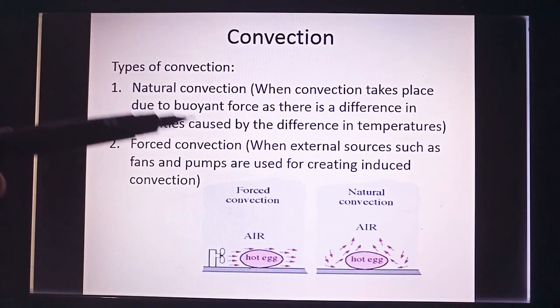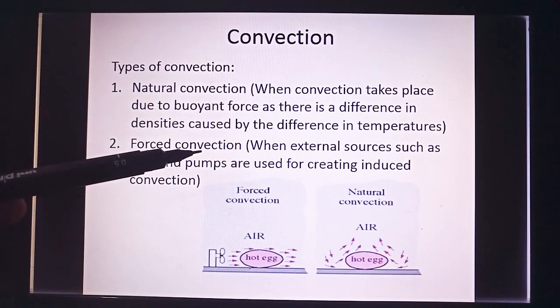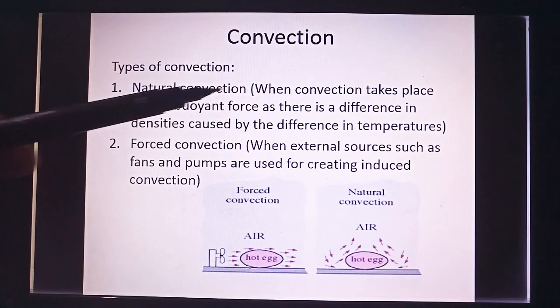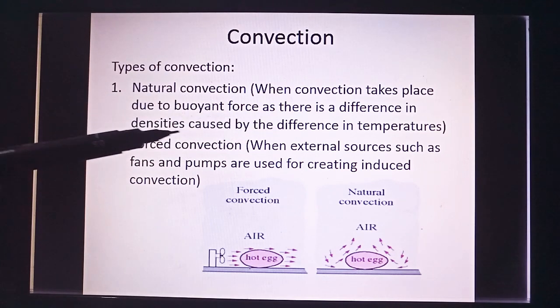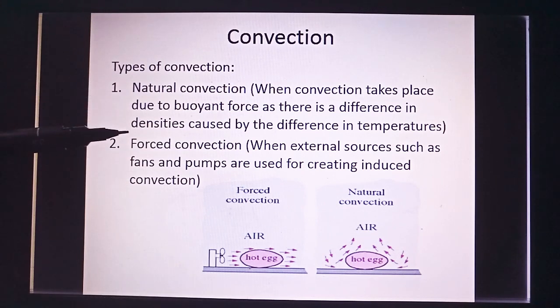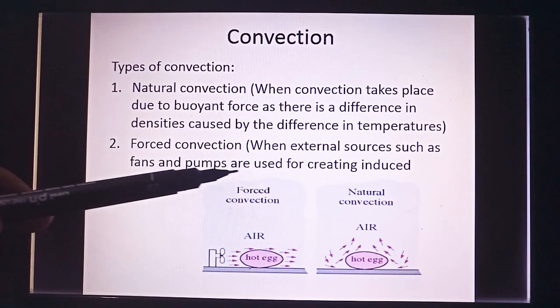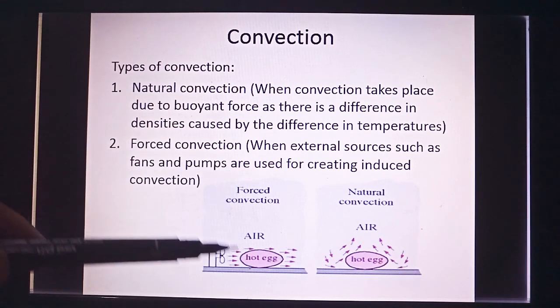Now, convection has two types. We have natural convection and forced convection. When convection takes place due to buoyant force, as there is a difference in densities because of the difference in temperatures, we call it natural convection. And when external sources such as fans and pumps are used for creating induced convection, we call it forced convection.